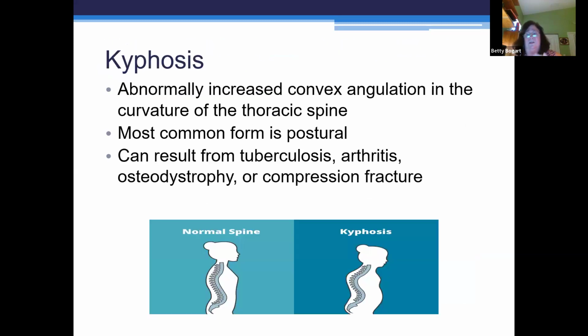Now I'm going to go into 3 different problems with curvature of the spine.